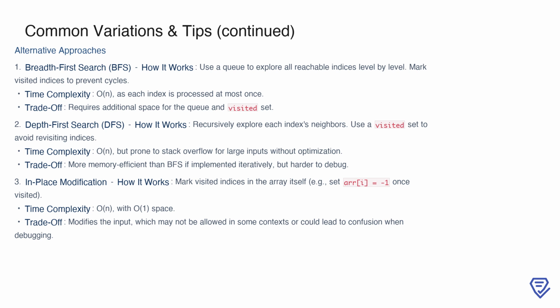Lastly, you can use in-place modification by marking visited indices directly in the array, setting them to a placeholder value like -1. This approach minimizes space usage but comes with the trade-off of modifying the input, which might not be acceptable in all scenarios. Each method has its strengths and trade-offs, so choose the one that best fits the constraints of your problem.